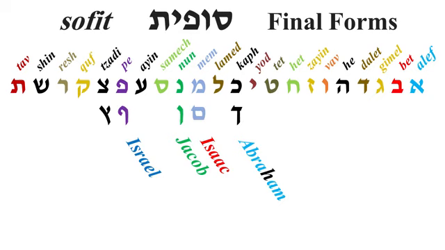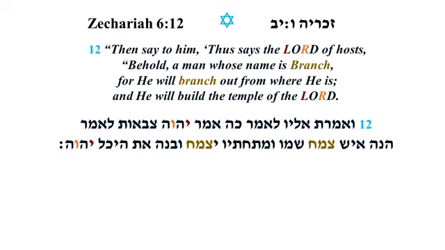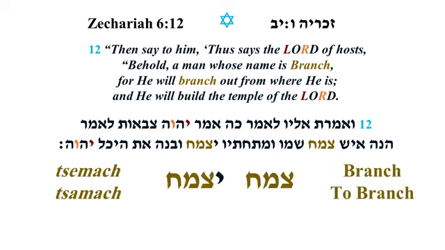It's the tzadi. And the tzadi can be represented in Zechariah 6:12. Then say to him, thus says Yahweh of hosts, behold, a man whose name is Branch, for he will branch out from where he is, and he will build the temple of Yahweh. This word branch is Tzemach. And this is a name for the Messiah, okay, when he will be called. And the Messiah is going to come and build the third temple, or the fourth temple, okay, the final temple.